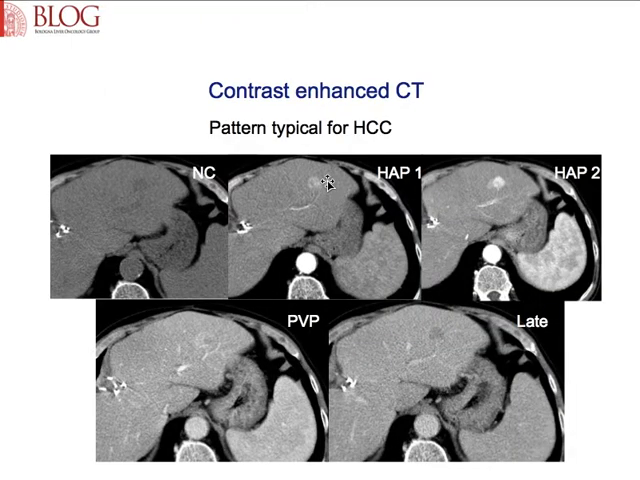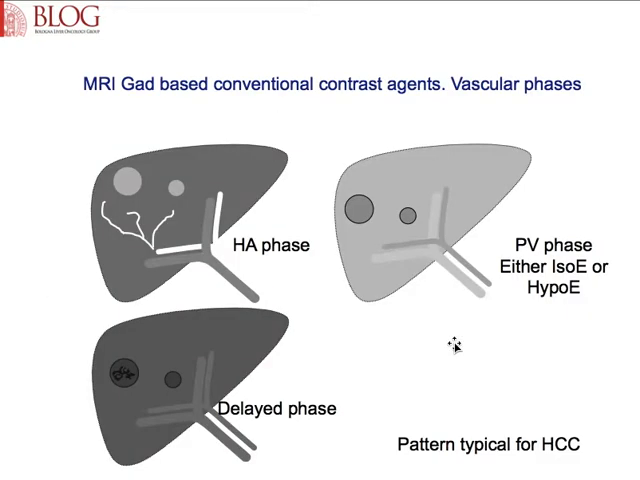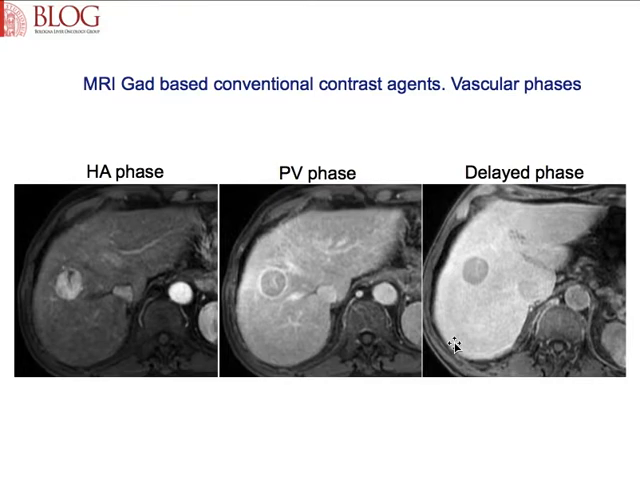This is a typical image: early arterial phase, late arterial phase, which shows hyperenhancement, and start of washout in the portal venous phase, which becomes more evident in the late phase. Typical pattern at CT. With MRI, with the conventional contrast agents without a hepatospecific phase, the hyperenhancement in the arterial phase is typical when followed by a washout, regardless of whether it occurs in the portal phase or in the delayed phase.